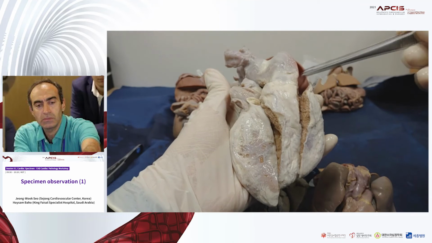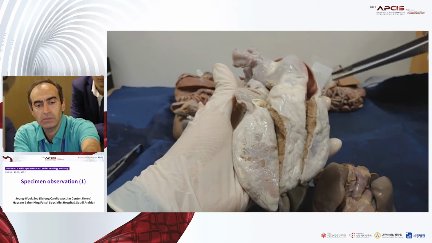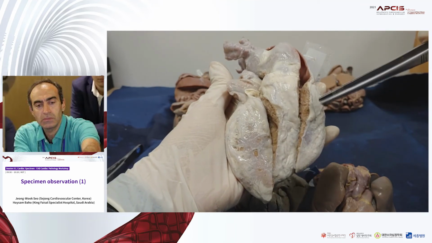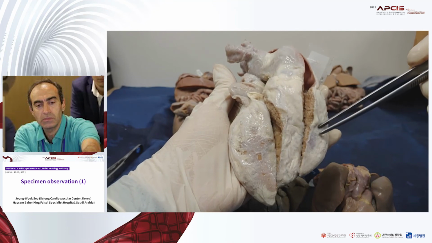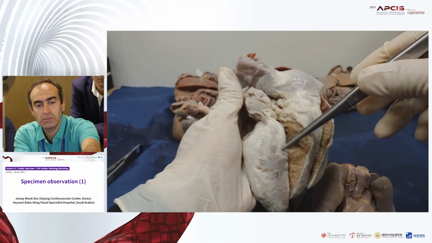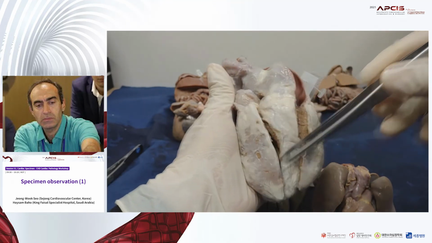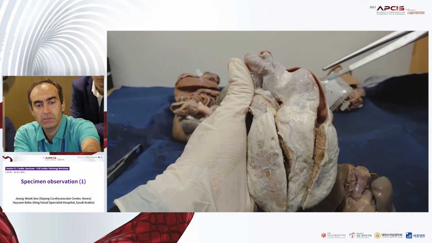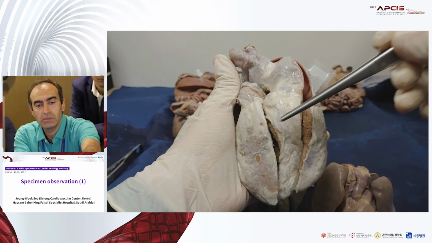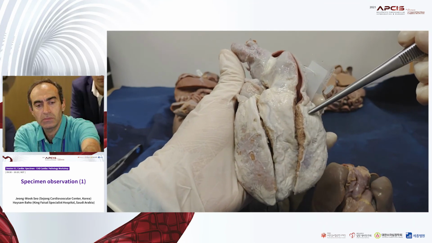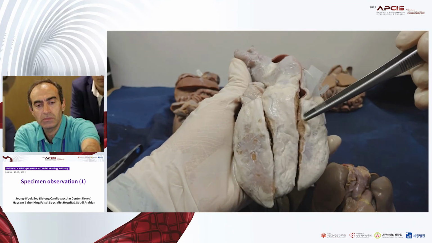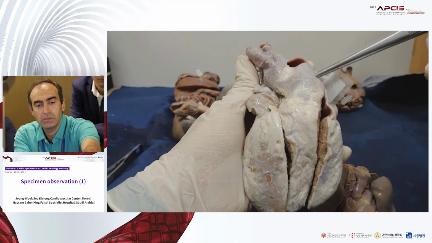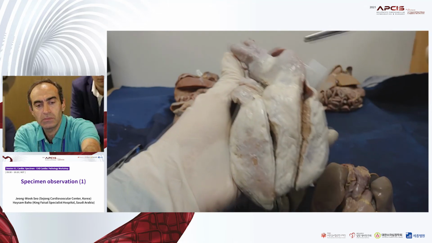So we can make a correlation between the position of the right ventricle and the aorta. So if the right ventricle is on the right, the aorta can be on the right, either anterior or posterior. And if the right ventricle is on the left, as in this specimen here, the aorta can be anterior or posterior.